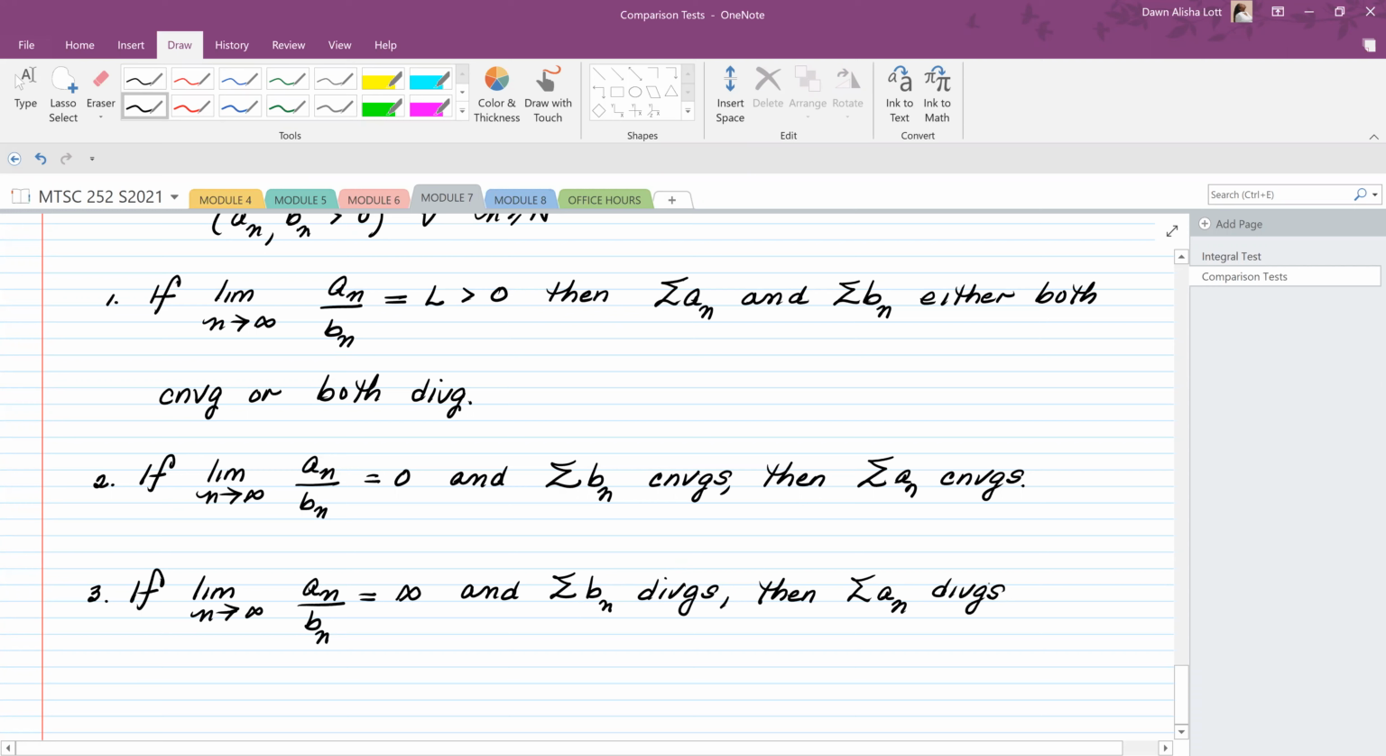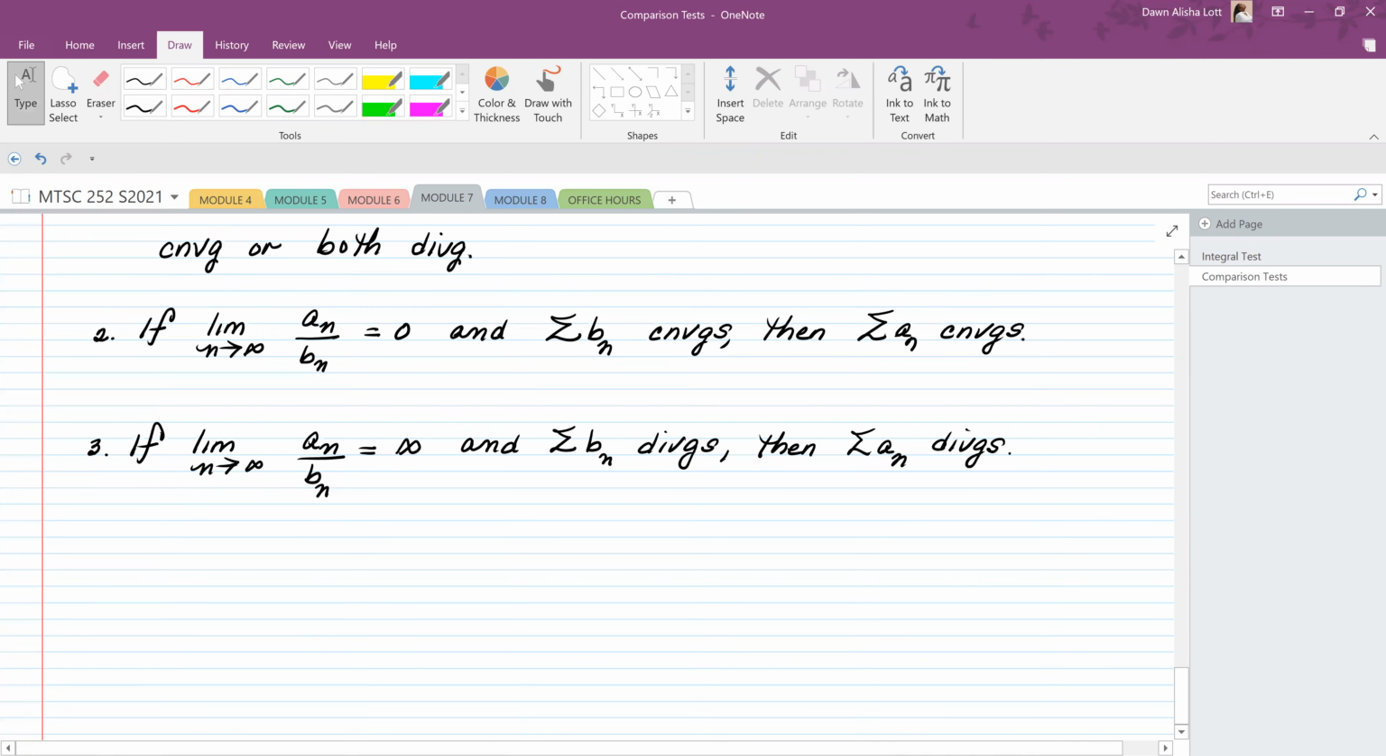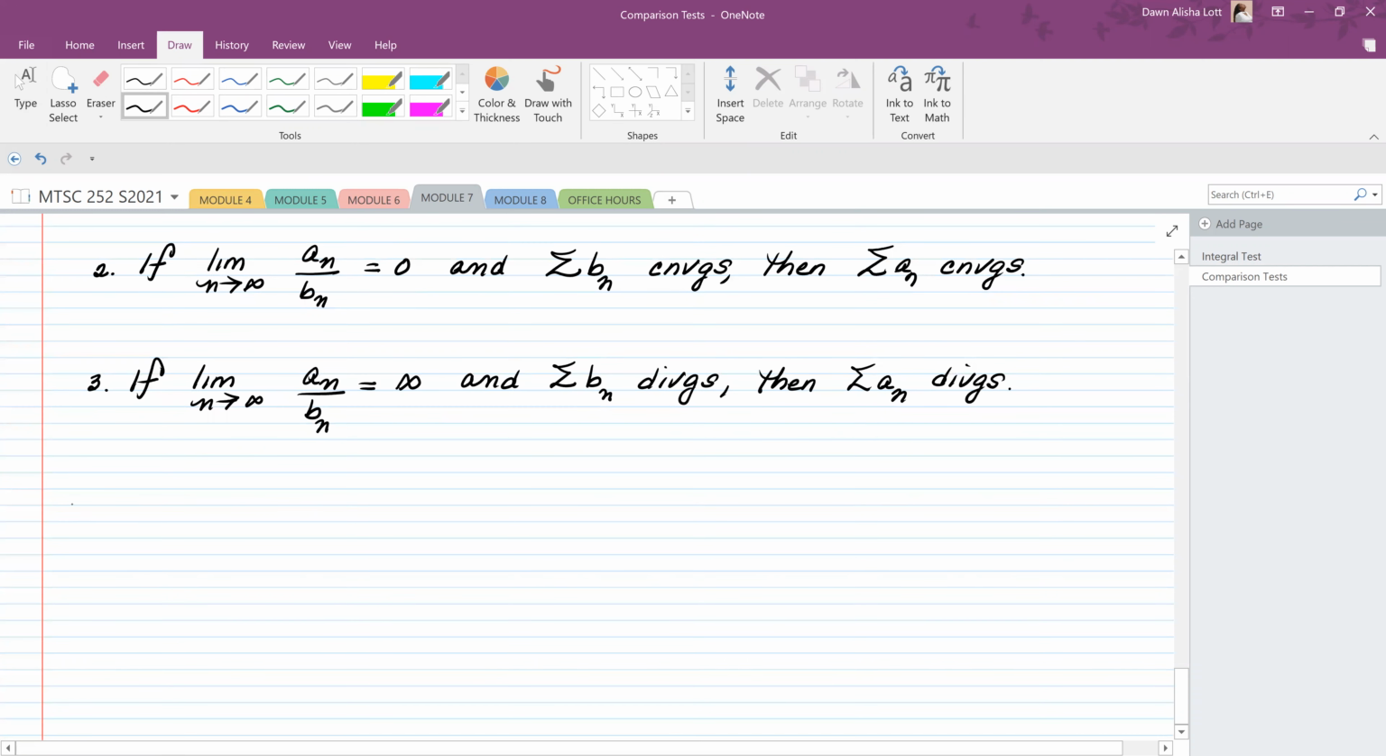Now, I like this test better than the other one because I don't always have to try to figure out if I can find a series that's bigger than the one that diverges or less than one that converges. This one, I just need a series that kind of looks like it. So here are some examples.